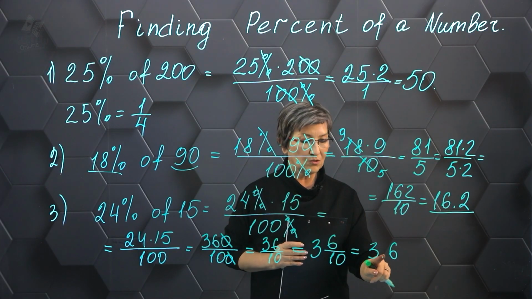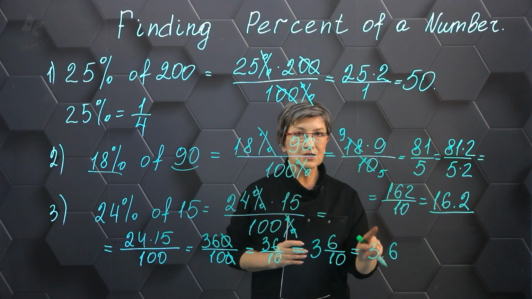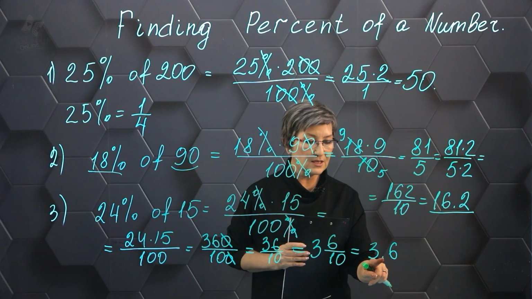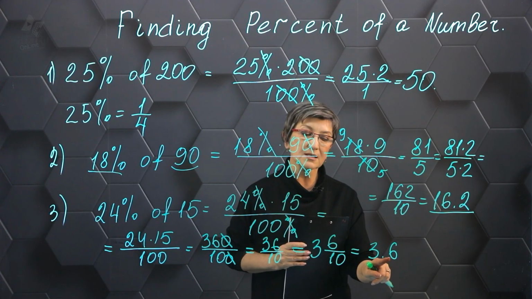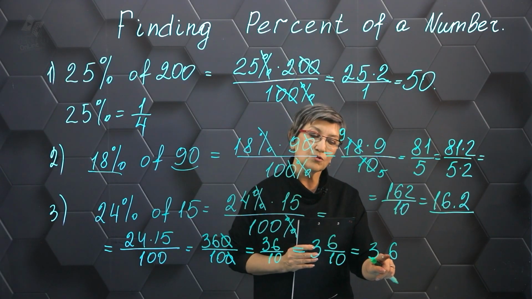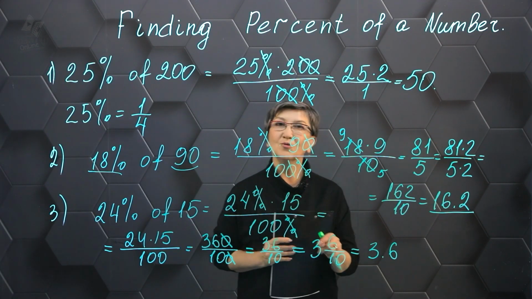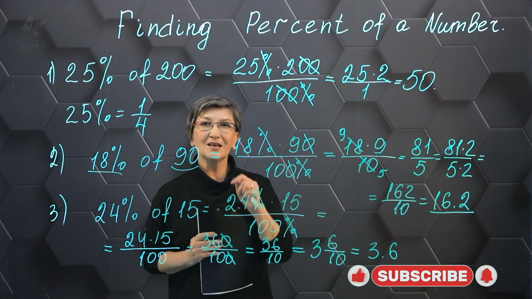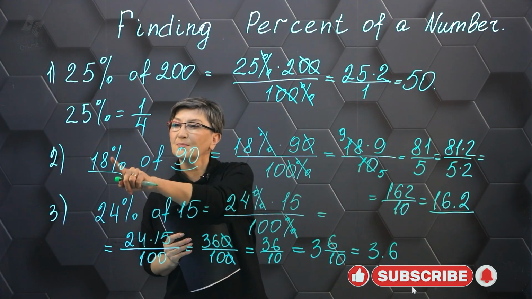We need to remember that when writing a decimal fractional number, there should be as many signs after the decimal point as there are zeros in the denominator. In the decimal point, we also have one single digit. This is how you can calculate the percentage of any number.